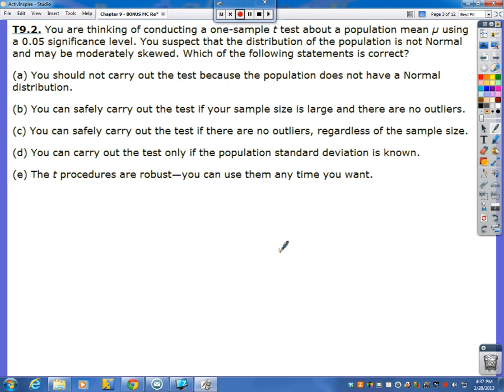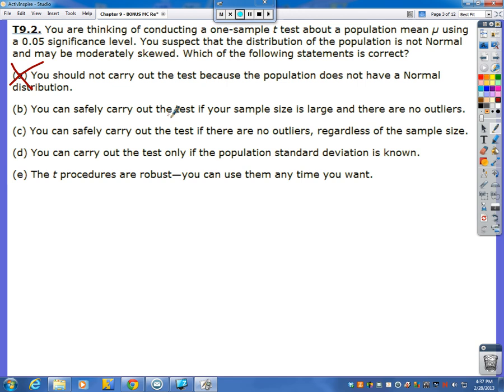Second question. You are thinking of conducting a one-sample t-test about a population mean mu using a 0.05 significance level. You suspect that the distribution of the population is not normal and may be moderately skewed. Which of the following statements is correct? First off, you should not carry out the test because the population does not have a normal distribution. Now, it is typically nice if the population has a normal distribution, but it doesn't have to, so that's not necessarily the case.